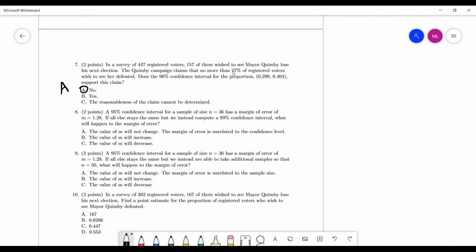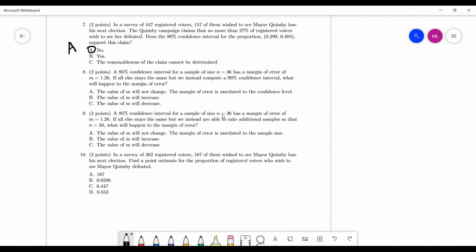So there is not evidence to support their claim in this case. If their number was somewhere in this range, or if their number was no more than 45%, well, certainly these numbers are both below 45%, then they would have a claim that would be supported by the evidence, but not at 27%. Are there any questions about that one? Okay.